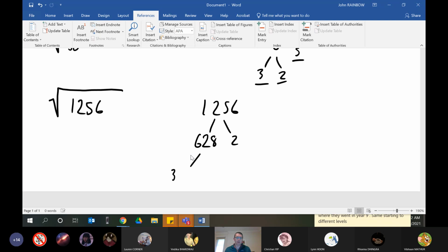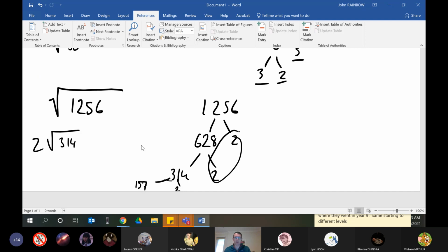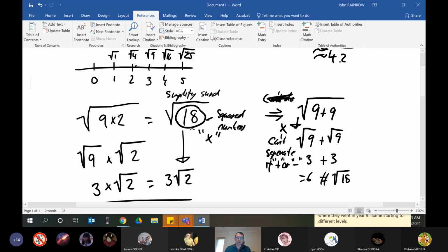And then it'd be 314 times 2. And then it would be 157, which I don't think has any further factors. This would be 157 times 2. So I can see that if I have to do the square root of that, I've got two 2's here. So it's actually going to be 2 root 314 because that's there. Now there may be more factors, I'm not too sure, but I'm just going to leave it there.